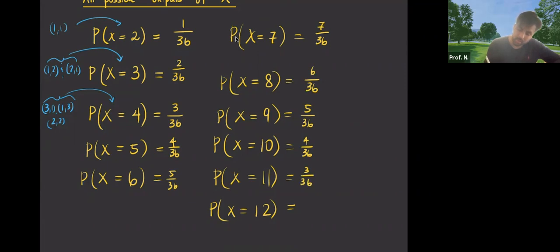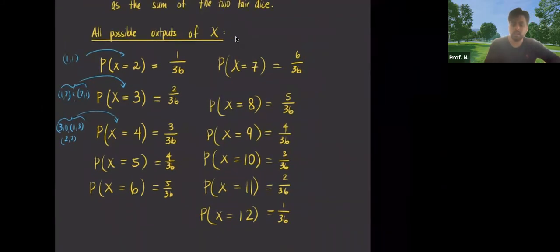Sorry, this should be 6, 5, 4, 3. Pardon me. This should be 6, and this should be 5. There's only 6 outcomes on the diagonal of a 6 by 6 grid. So it should be 5, 4, 3, 2, 1. It should be symmetric because of the symmetry behind the outcome.